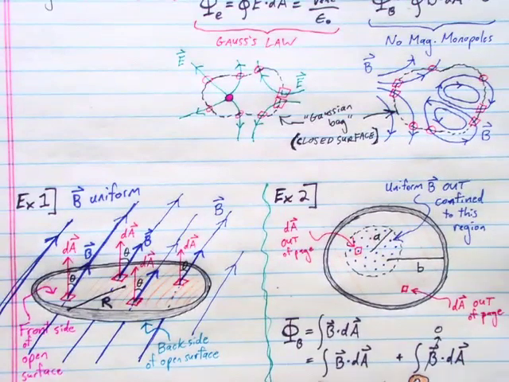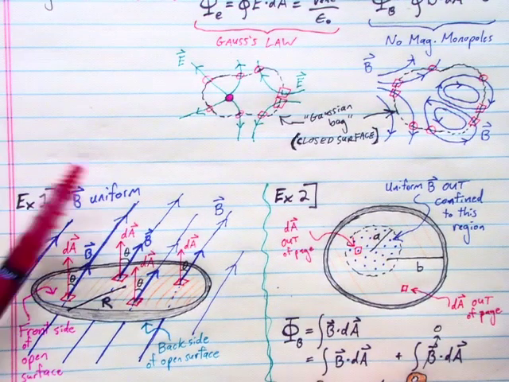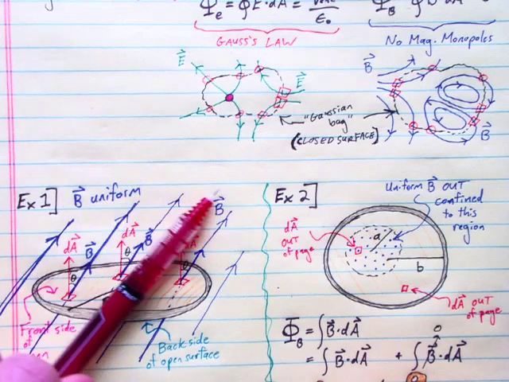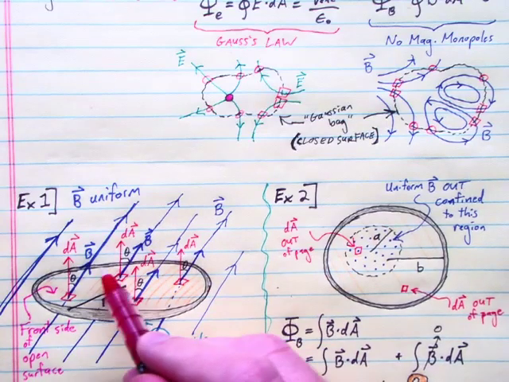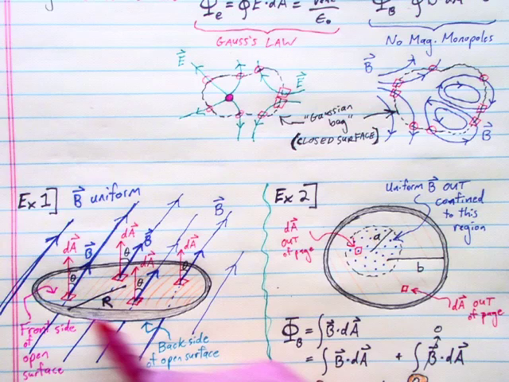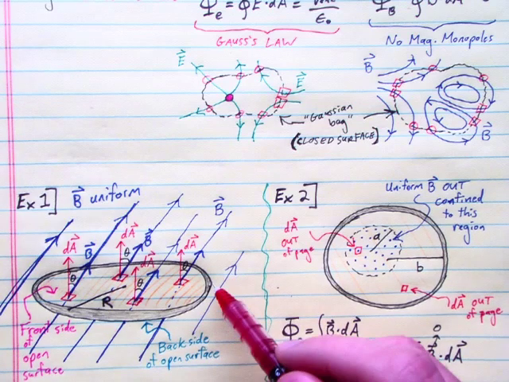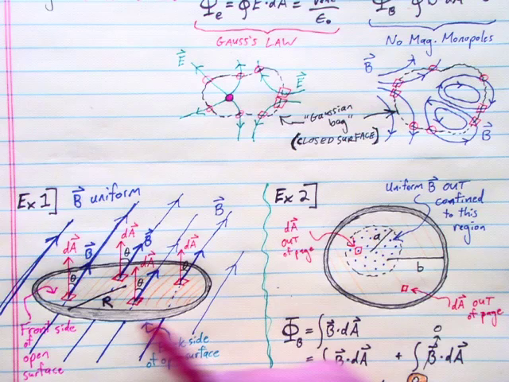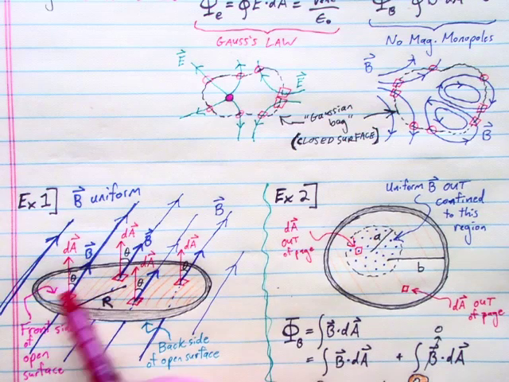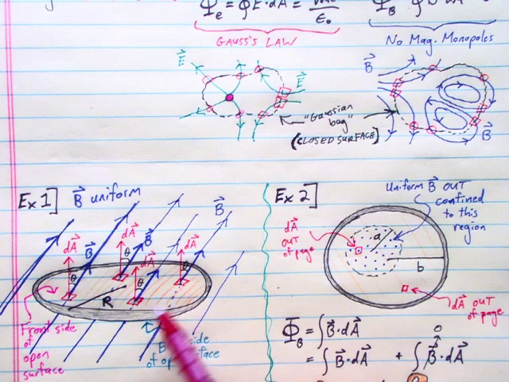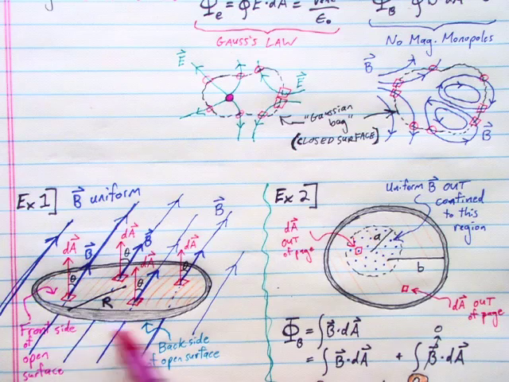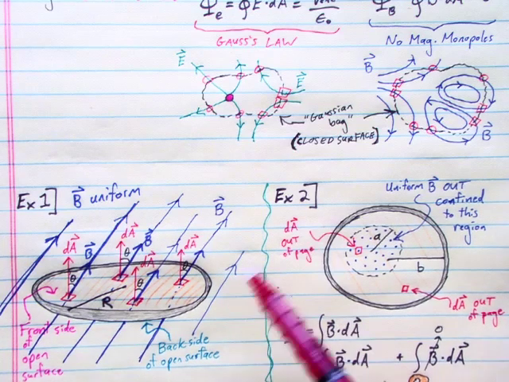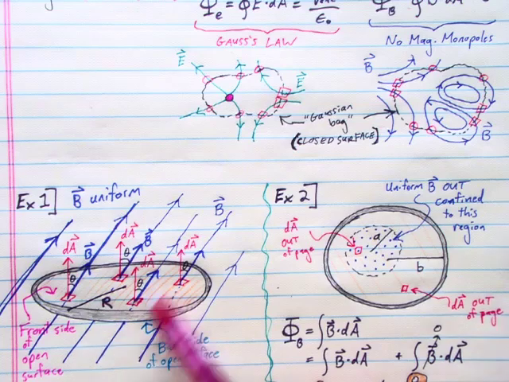First example here, imagine we've got a region with a uniform B field kind of pointing up and to the right at this angle, and we're going to put a ring in this region. So we're imagining a path, a circular path, bounding this open surface that I've colored a little bit in orange there. So you have an open surface bounded by this ring. I would like to compute the magnetic flux through this open surface.